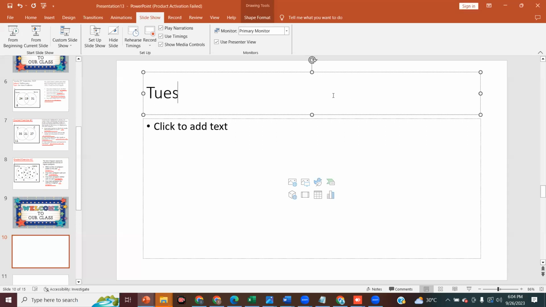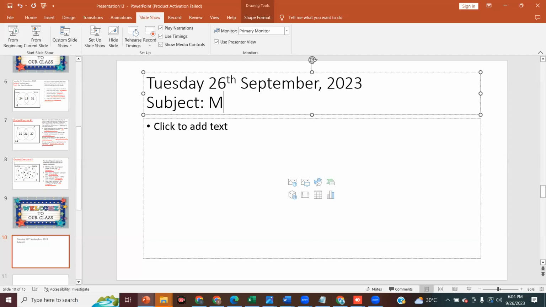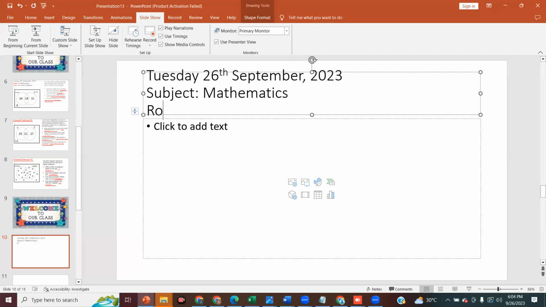So let's get started. Today is Tuesday, the 26th of September, 2023. The subject is, of course, mathematics. And this topic is probably going to be our topic for this week and next week, and it is set word problems. All right, set word problems.